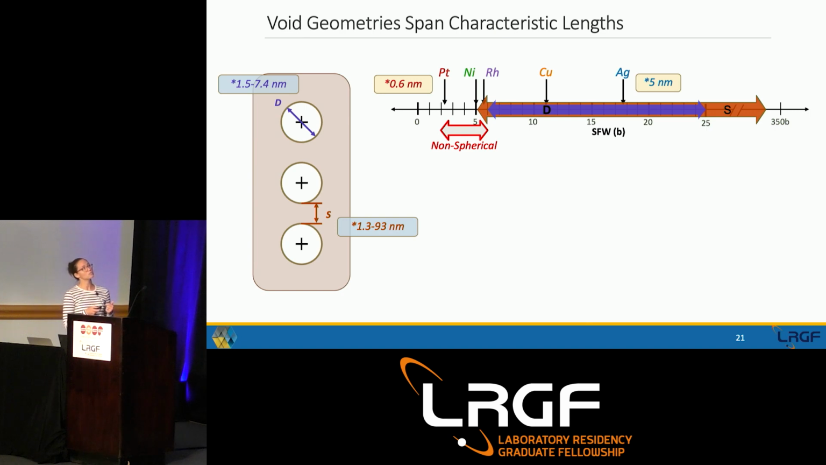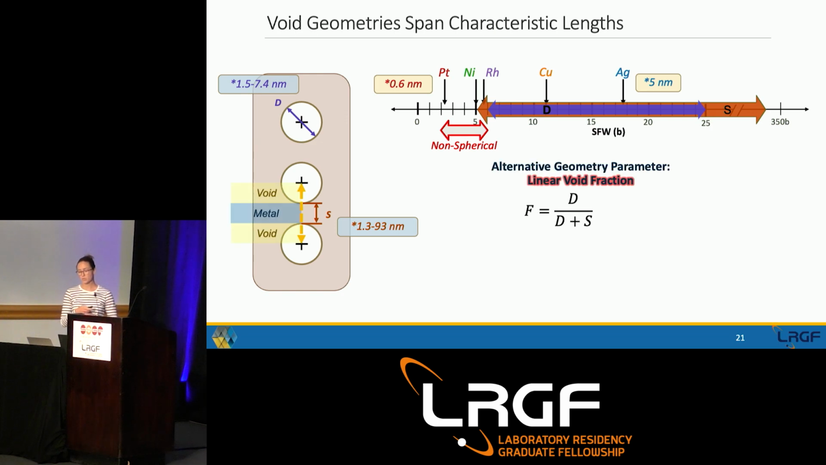I didn't go much smaller than about 5 nanometers or 5 Burgers vectors in diameter, because if I go further than that, I get non-spherical voids. Not a problem, I just don't want to talk about it today.